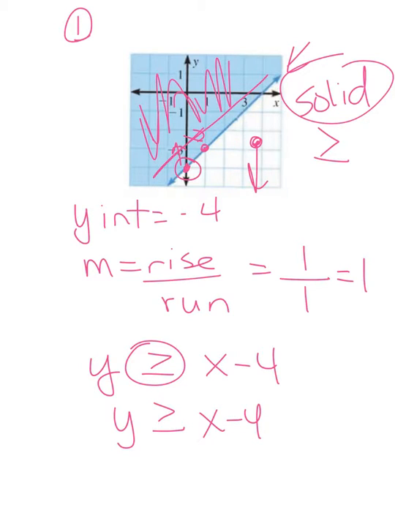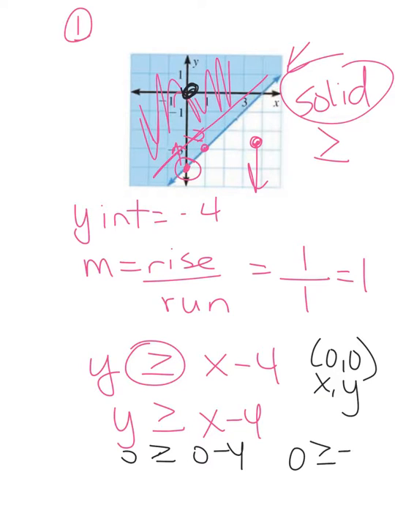Now again, if I want to double check, I can pick a point in the shaded region, which is 0, 0. I'll pick that point just to make sure that I did my inequality symbol right. That's always the tricky part. If I substitute in for x and y, I have 0 is greater than or equal to 0 minus 4, which is 0 is greater than or equal to -4. That's true, so it looks like I used the correct inequality symbol. So right here is my final answer. I have y is greater than or equal to x minus 4.